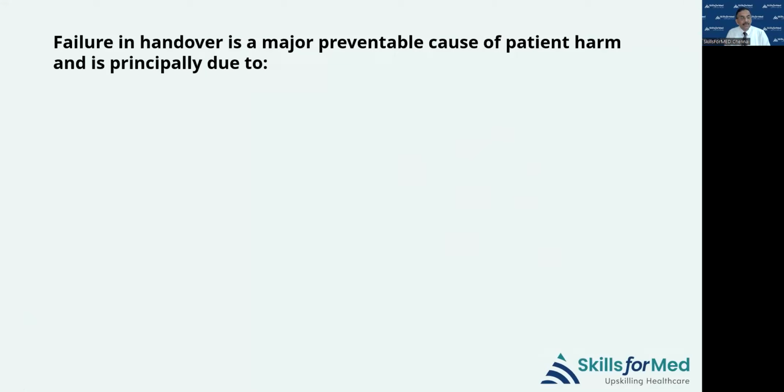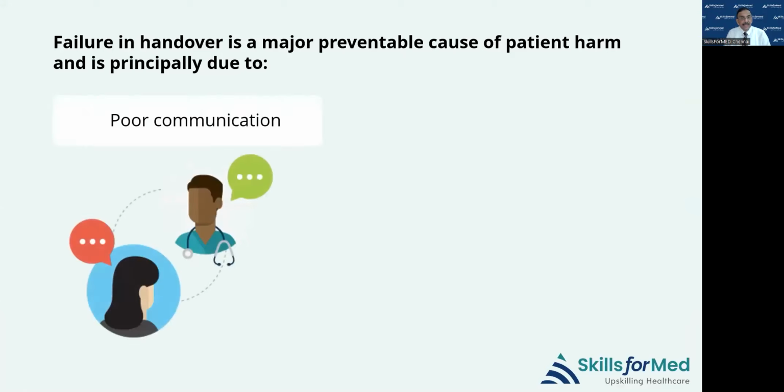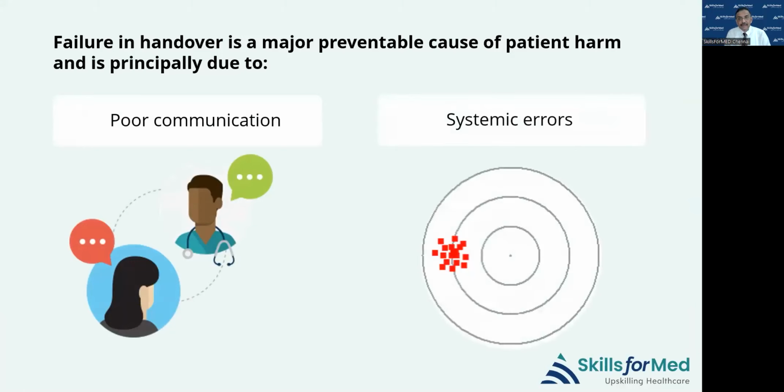Now, failure in handover is a major preventable cause. As we all know, if we are doing it properly, then we can actually prevent the errors. And two main causes are there. One is poor communication, another is system errors.